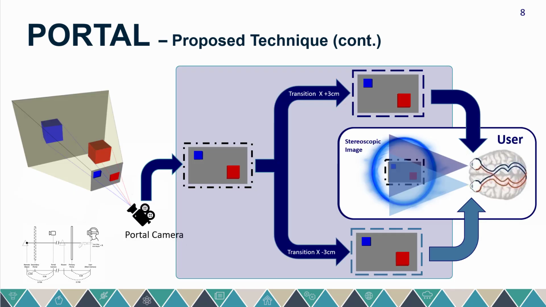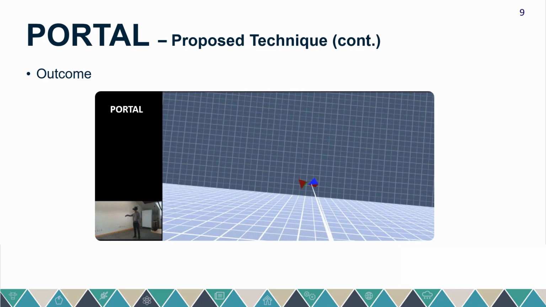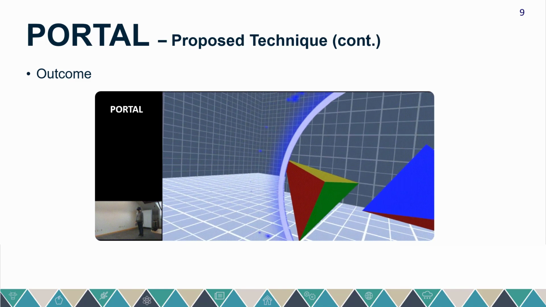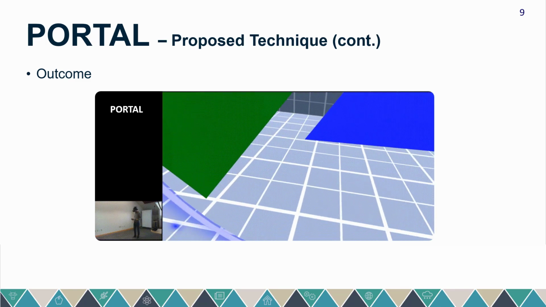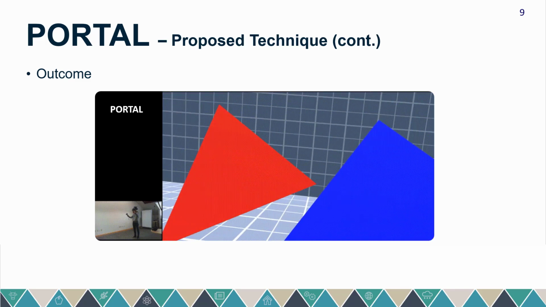Once the Porter camera is located in the scene, it begins rendering its view on the primary Porter. Its view is transitioned by plus or minus 3 cm considering binocular disparity. The transitioned images are mapped to the left eye or right eye texture on the primary Porter to make a stereoscopic image. This is the outcome. As a result, the user gets an illusion that the target object is located in three-quarters of the user's arm reach ahead. The user can put his or her hand into the Porter and interact with the distant object.